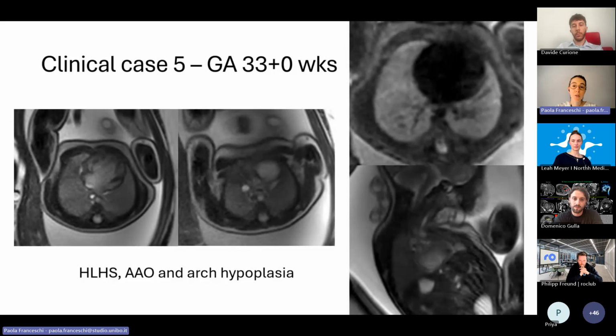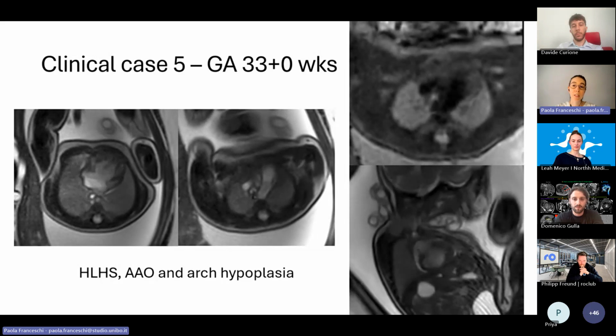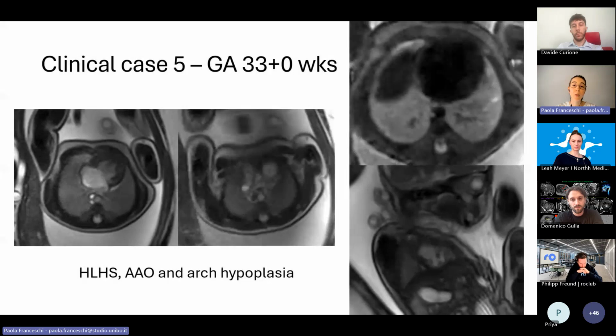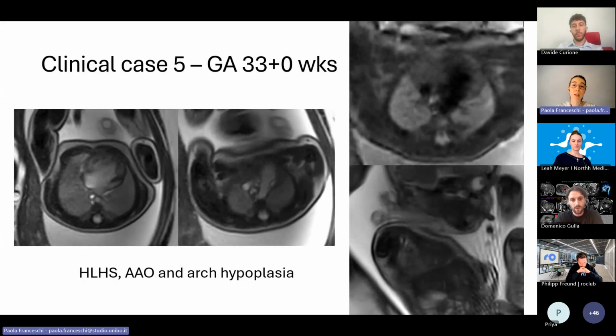This final case shows a fetus with hypoplastic left heart syndrome, aortic atresia, and severe hypoplasia of the aortic arch with normal pulmonary venous drainage into the left atrium.